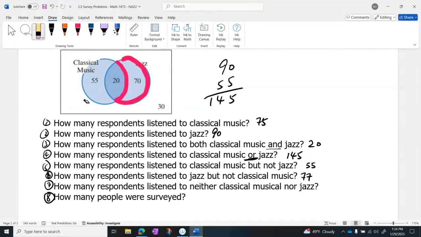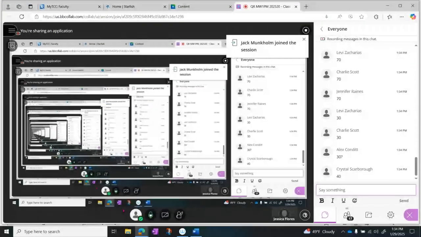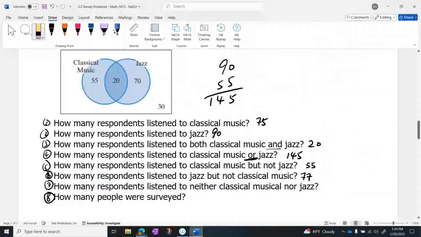All right, very good. Next, part 7. How many respondents listen to neither classical nor jazz? 30, right? I believe it's 30, because we don't really see any other numbers. This number 30 is inside the box, but outside the two circles.